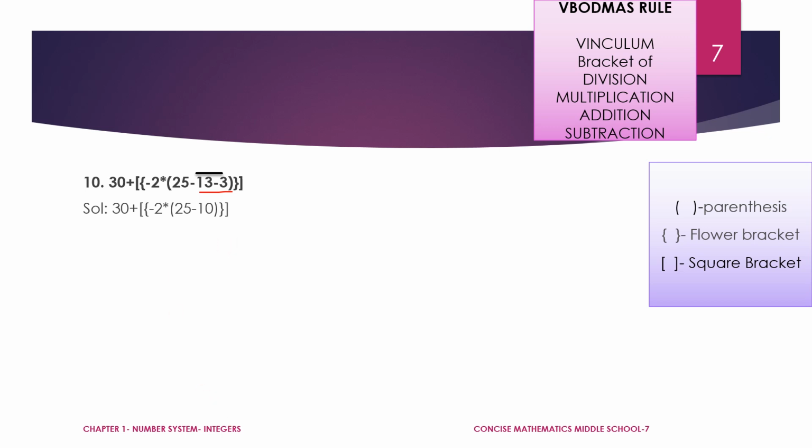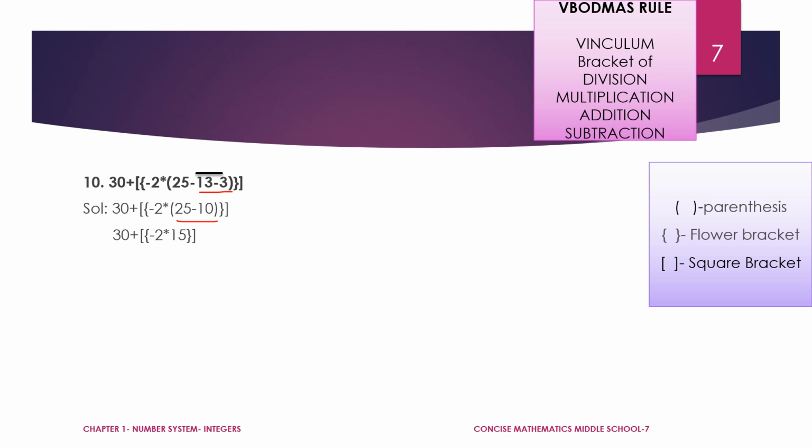Next, what you need to solve is, after vinculum, you need to check for braces, bracket. So in bracket, you need to give the preference to parenthesis, that is 25 minus 10 should be solved first here. 25 minus 10 should be solved first. When you solve it, what you get is 15.